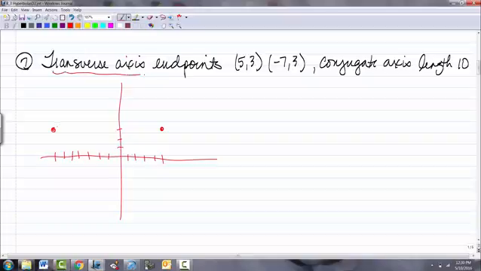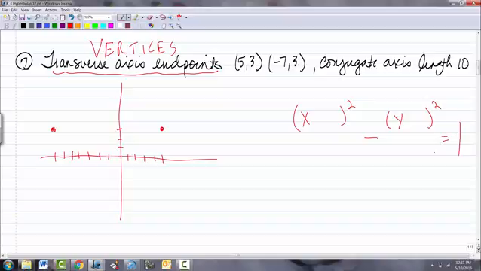What does that also mean? Transverse axis endpoints. It means these are the vertices. So the only reason I say that is, is this an x squared minus y squared or a y squared minus x squared? But this one we got more. It's x squared minus y squared equals 1. And I got to fill in my missing parts. Remember, a hyperbola is minus on one of the square terms.